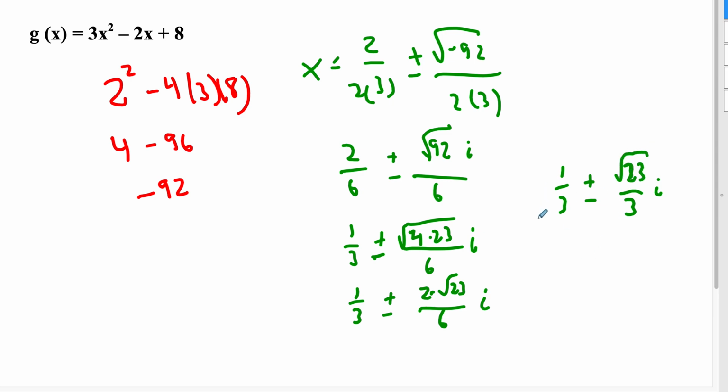Now you could go decimal on me, that'd be fine, that'd be an approximate. But these are two complex numbers, 1/3 plus root 23/3 i, and 1/3 minus root 23/3 i, which means we have a pair, okay? So what this means is that we've got our pair of complex numbers, which we'd expect. The most number of roots we're ever going to get out of this quadratic is 2. There they are.